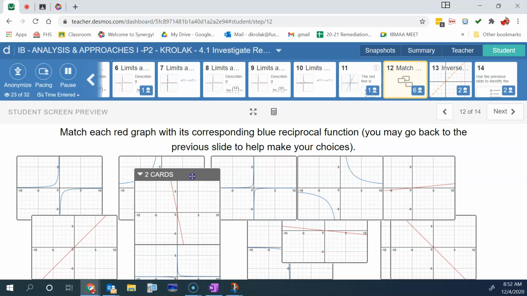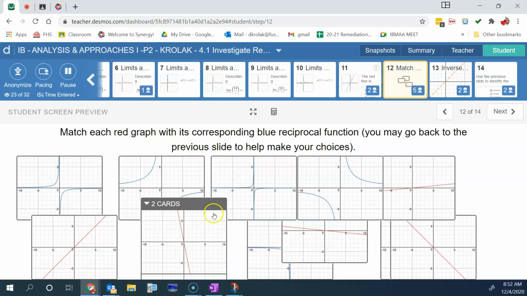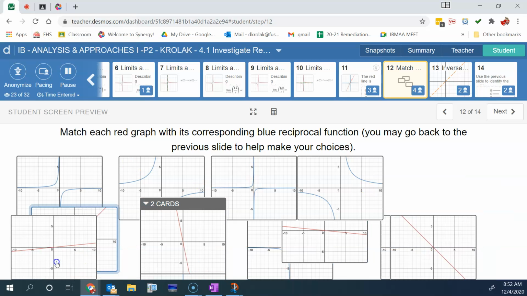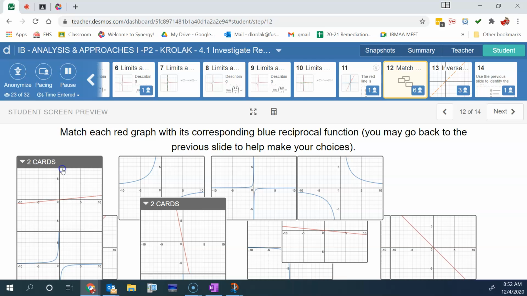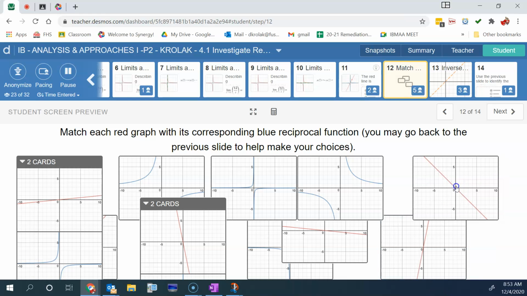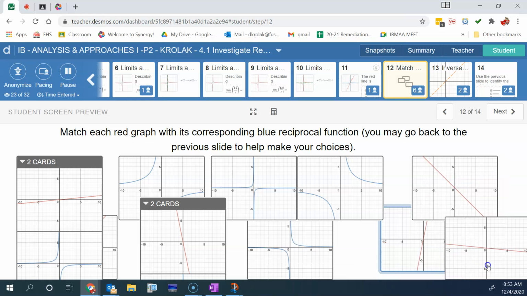So for example, you just drag them together and pair up the cards. Okay, so you're going to look at each one of the cards up here, and then you just drag the card and you pair it up with the one that you think it belongs to. And then we'll see how you do. Okay, so if you haven't done that already, go ahead and go to 12 and take the graph and pair it with its reciprocal function.